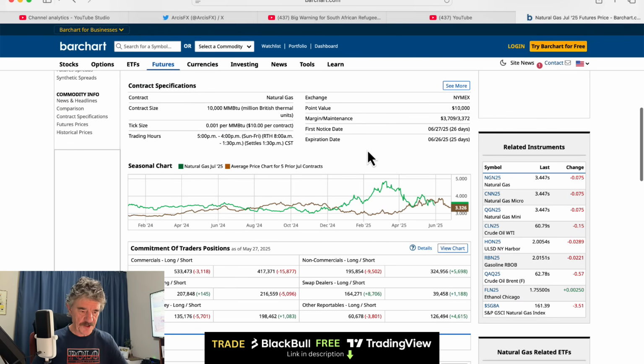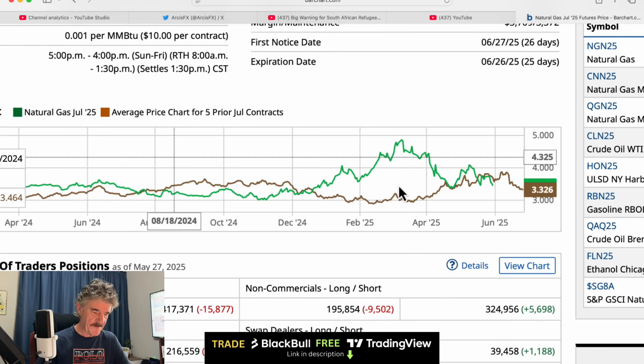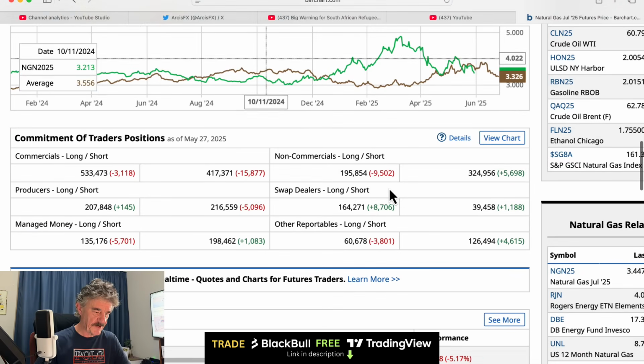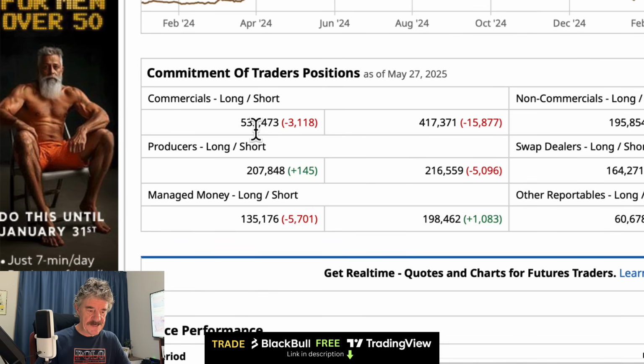I said we'd have a look at the COT report for natural gas, and here it is. Notice that we're pretty close to the seasonal average for the 5 prior July contracts. And then let's have a look at the position adjustments going on here. Some large positions on the commercials, long and short. Notice how we're slightly weighted to the long side and we took more off the short side, so leaning to the long side on the commercials.